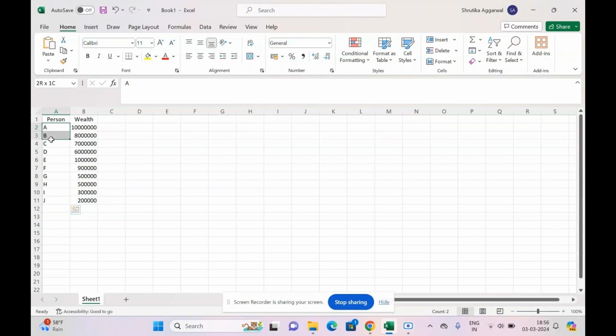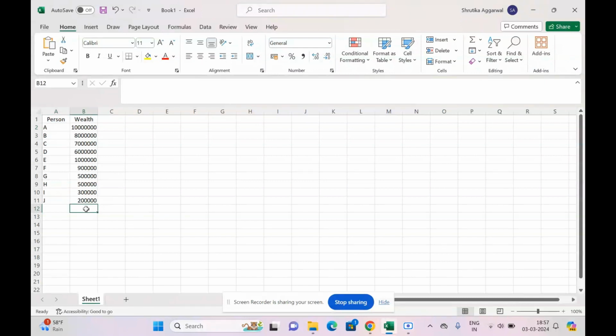So 20% of 10 is 2. That is, the top 2 people are contributing to 80% of the wealth. I have sorted this wealth column from top to bottom. So my result should show that these two persons, A and B, are contributing to 80% of the wealth.